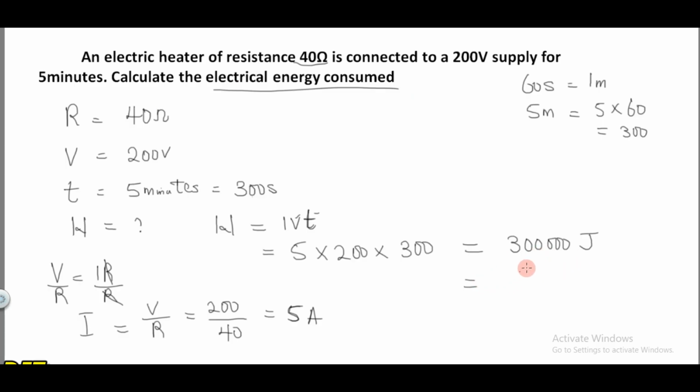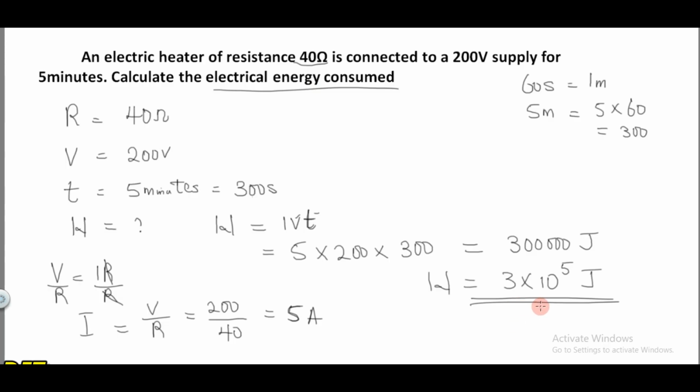I can also convert it to index number. So this is 3 times 10 raised to the power of, how many zeros are here? 1, 2, 3, 4, 5. So this is 3 times 10 to the power of 5 joules. This can also be written as my answer. This is the work done, which is the same as the electrical energy.